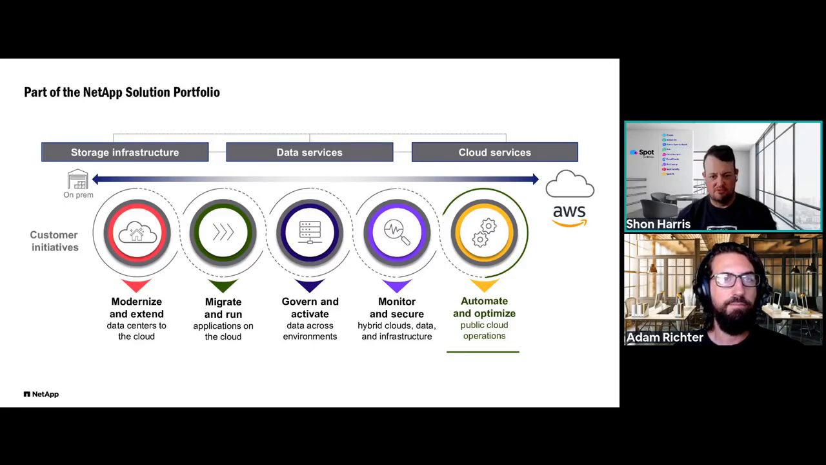We talk about storage infrastructure and data services, and you see cloud services over here on the far right. But customer initiatives are all similar at the end of the day. You want to modernize and extend your data center to the cloud for resiliency. You want to be able to migrate and run your workloads in the cloud. You want to have the governance and be able to protect your environments no matter where it sits. You want to be able to see it, and you want to automate and optimize. All of these pillars, going over to the cloud provider, these 5 pillars are all things that NetApp can handle with our Cloud Ops portfolio.